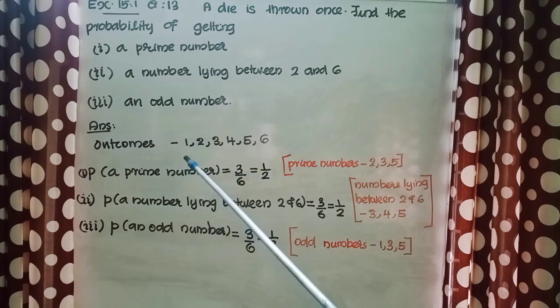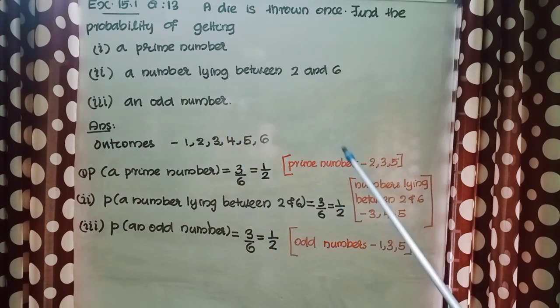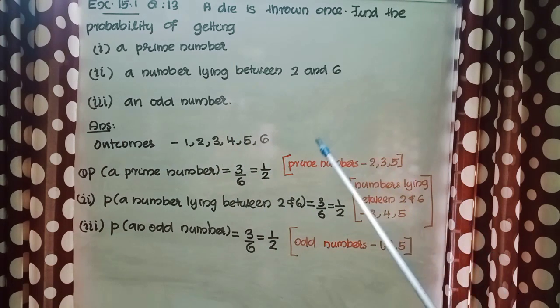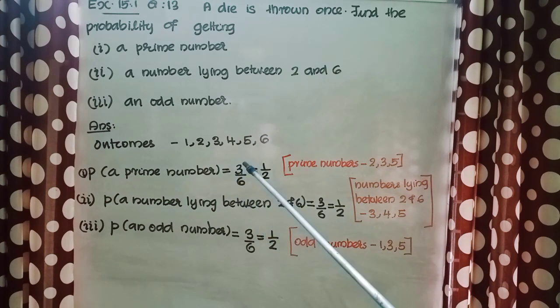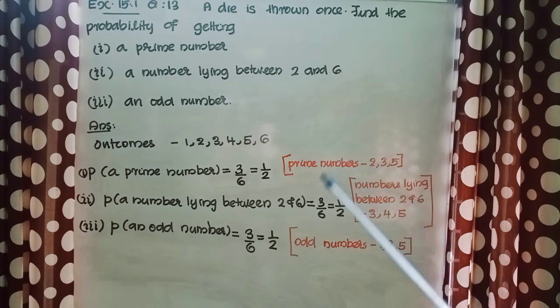First question, probability of a prime number. Here the prime numbers are 2, 3, 5. Total 3 numbers. So the probability is 3 by 6, that is equal to 1 by 2. Second question, probability of a number lying between 2 and 6. Numbers lying between 2 and 6 are 3, 4, 5. 3 numbers. So the probability is 3 by 6, that is also equal to 1 by 2. Third question, probability of an odd number. Here the odd numbers are 1, 3, 5. Total 3 numbers. So the probability is 3 by 6, that is equal to 1 by 2.